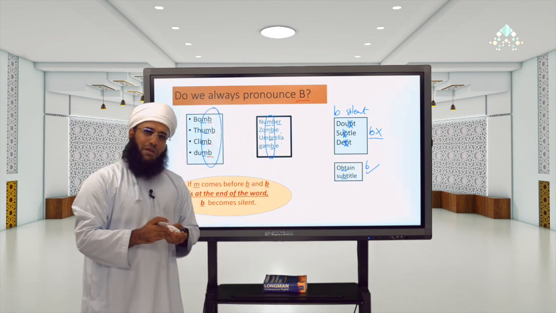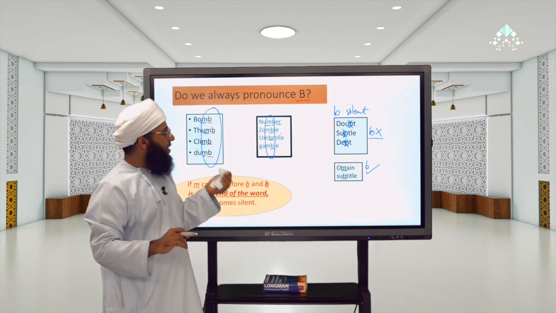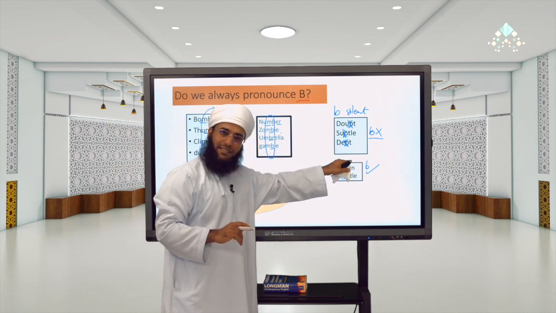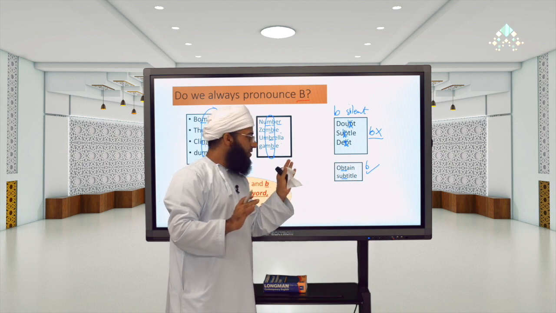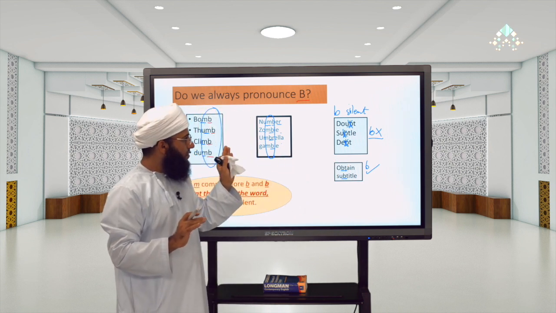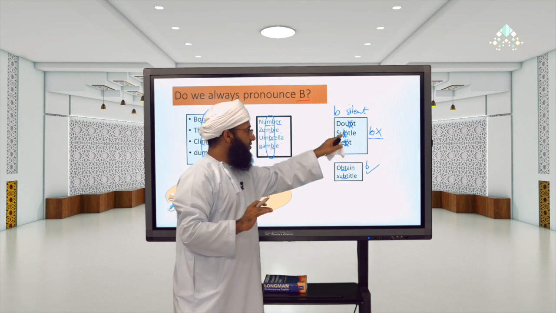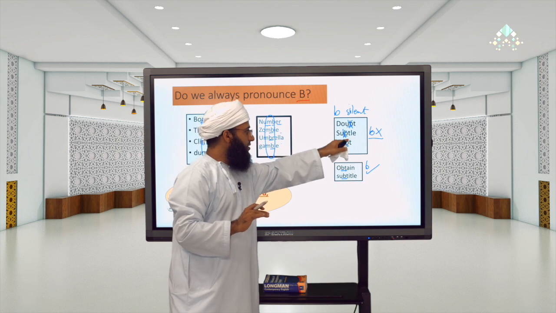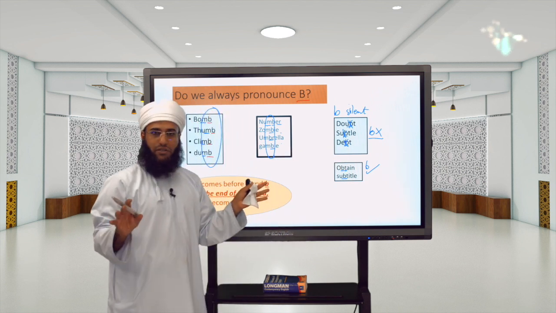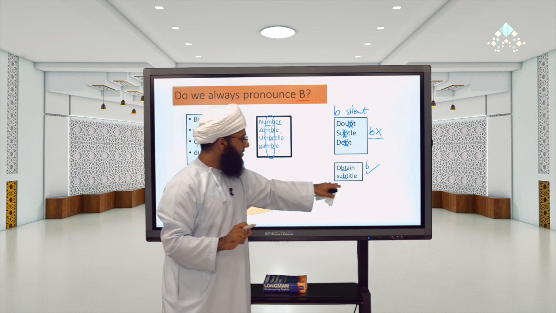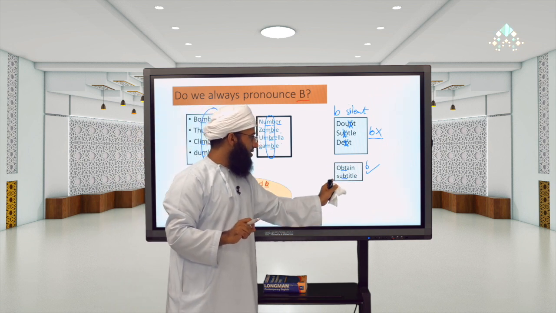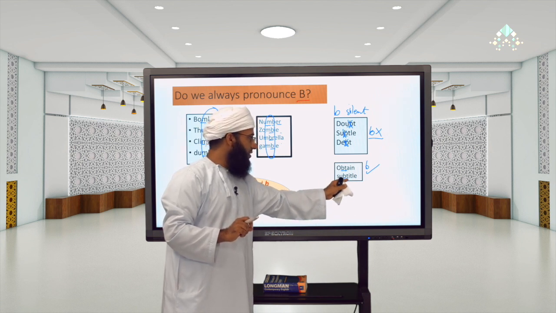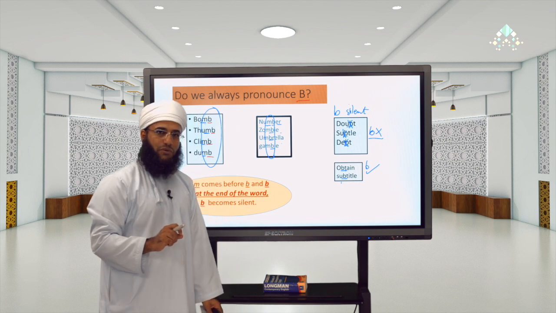The general rule, maybe it also fits here: if the ba sound is followed by ta, like for example here, doubt, subtle, almost at the end of the word, and debt, it becomes silent. But here, it's at the beginning of the word, obtain, subtitle, the first syllables, in the middle almost. Okay, here you pronounce it.